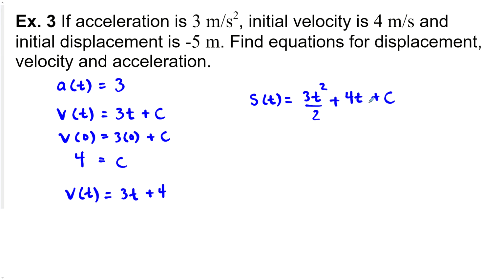Now, same thing with this. Since this is a polynomial, the c would just be our initial displacement. So our displacement equation is 3t squared divided by 2 plus 4t minus 5.